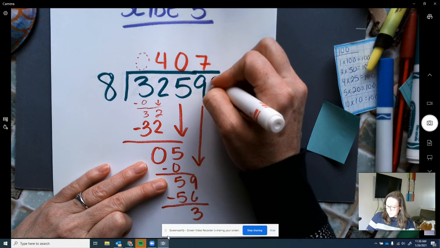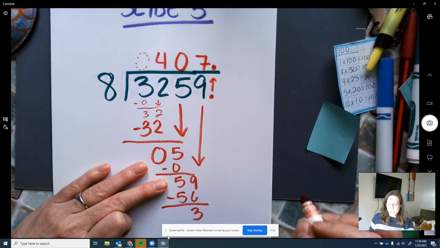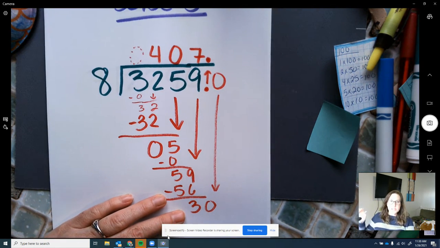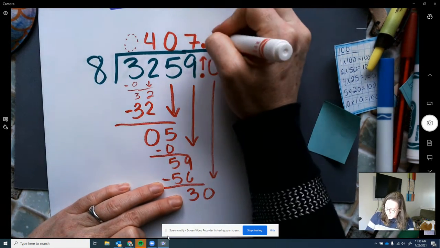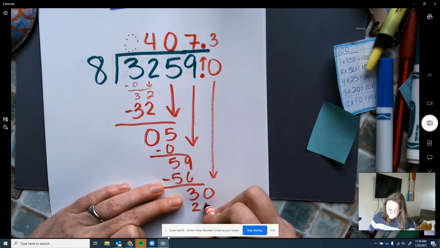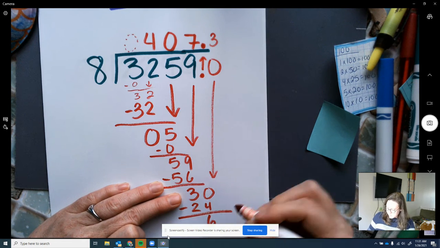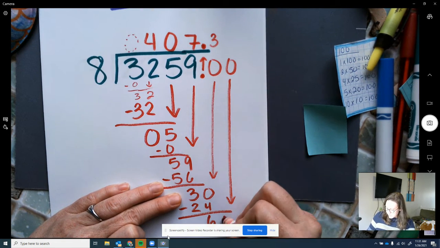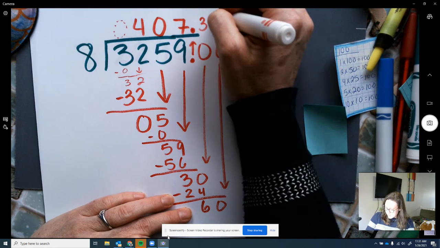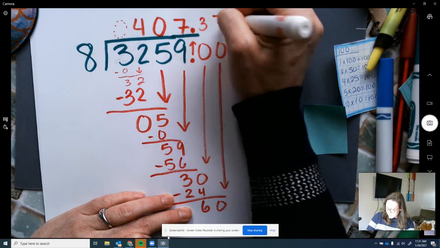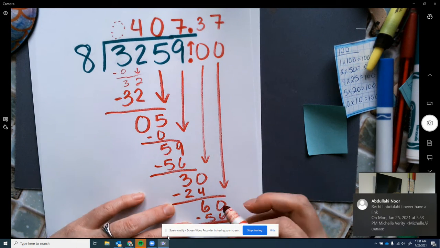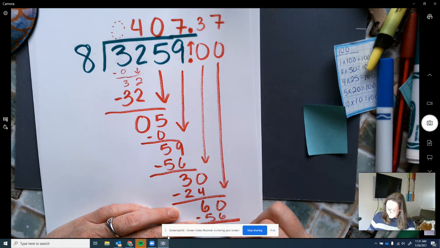We're going to put our decimal in. Decimal shoots straight up into the quotient. And we're going to bring down a 0. 8 goes into 30. It goes in 3 times for 24 because 3 times 8 is 24. Subtract. I've got 6 left over. I have to bring down another 0. 8 goes into 60 7 times because it's going to be 56. And we've got 60 minus 56 is 4.